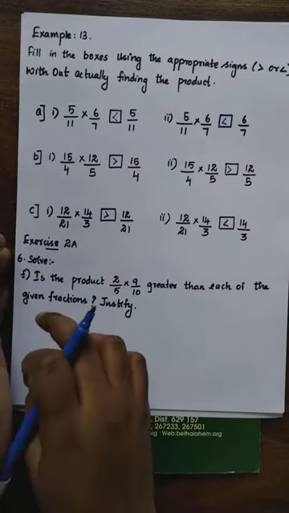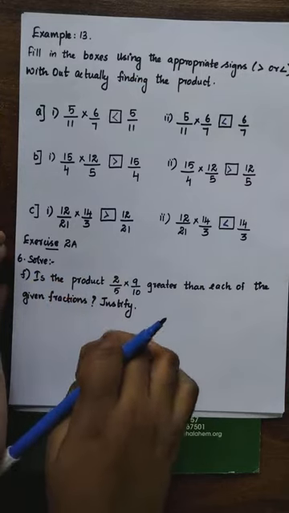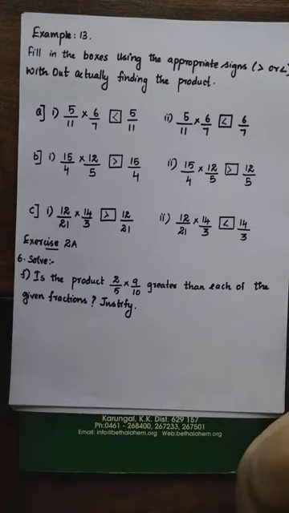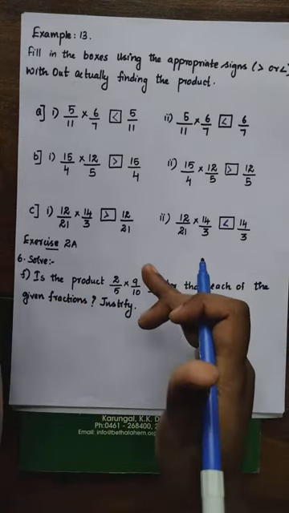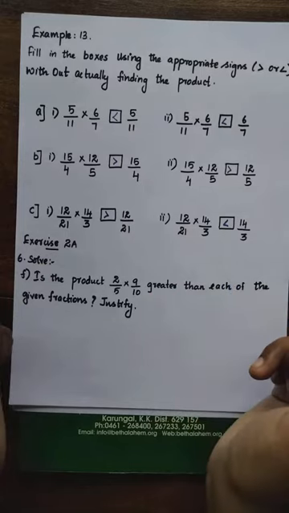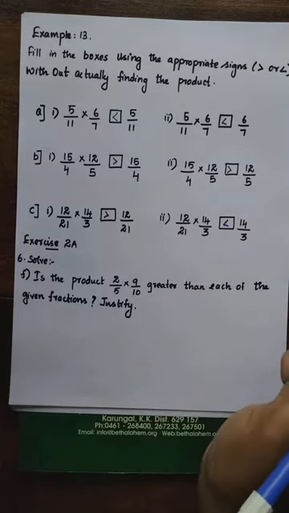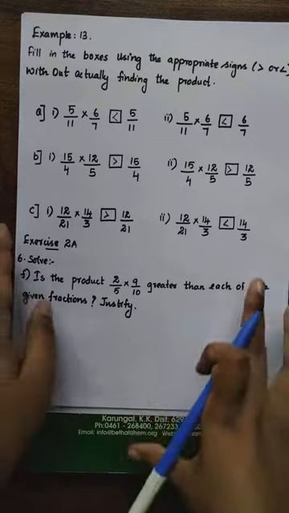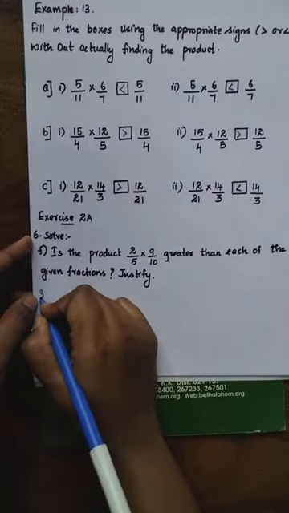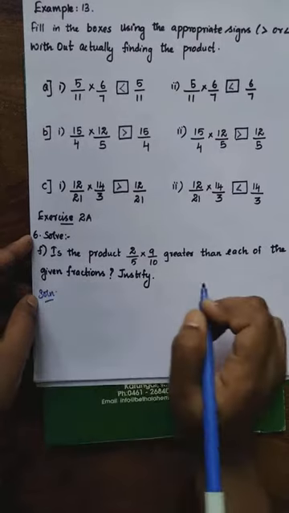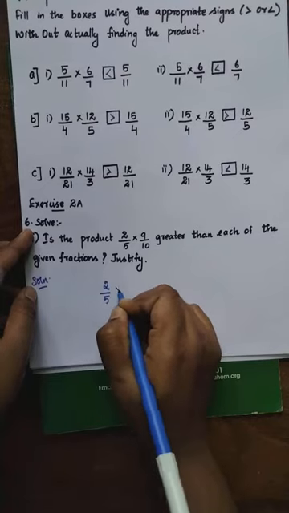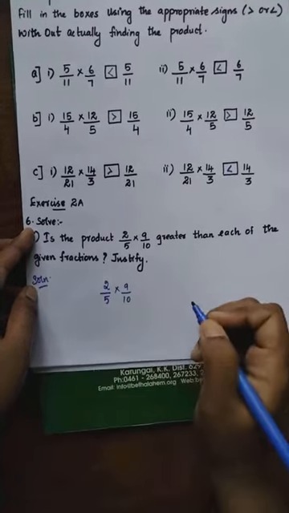Question number F. Our question is: is the product 2 by 5 into 9 by 10 greater than each of the given fractions? Justify. They are asking whether the product of 2 by 5 into 9 by 10 is greater than each of the given fractions. We are going to prove whether it is yes or no. So first find the product of these numbers. 2 by 5 into 9 by 10.